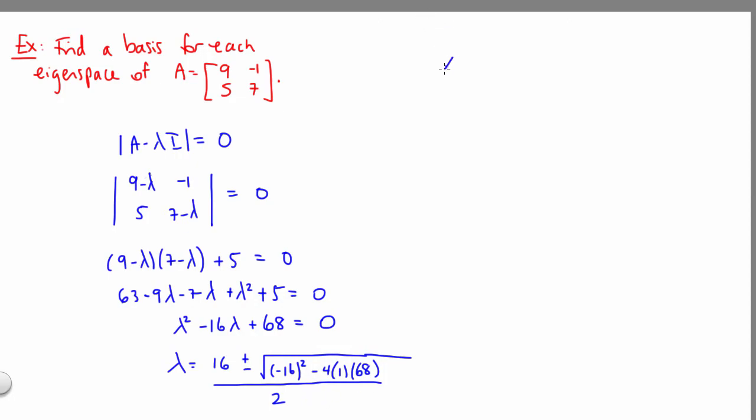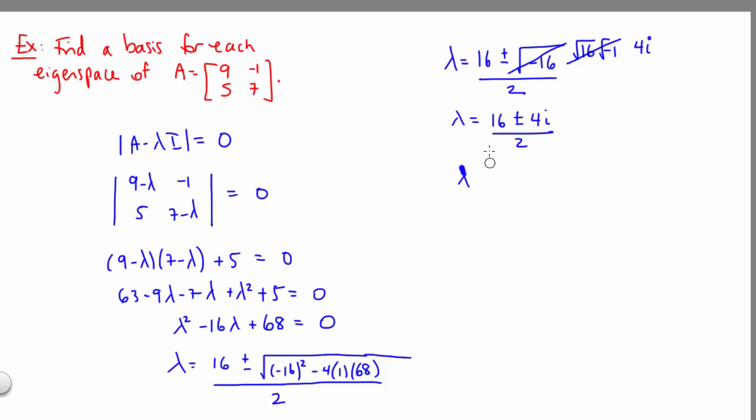So if we simplify this, lambda is equal to 16 plus or minus the square root of negative 16 all over 2. And let's take a closer look at this square root. We could re-express that root as root 16 times root negative 1. In other words, that root is 4 times i. So rewriting lambda, we've got 16 plus or minus 4i all over 2. Eigenvalues are 8 plus or minus 2i.